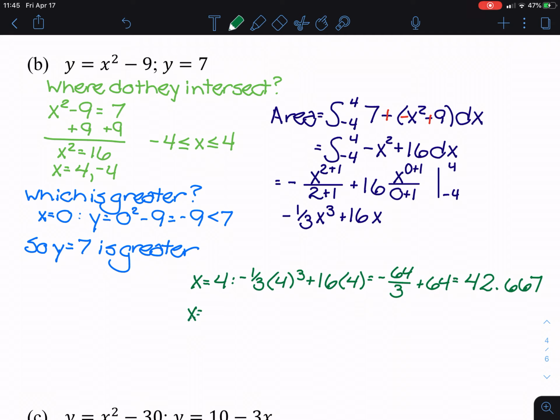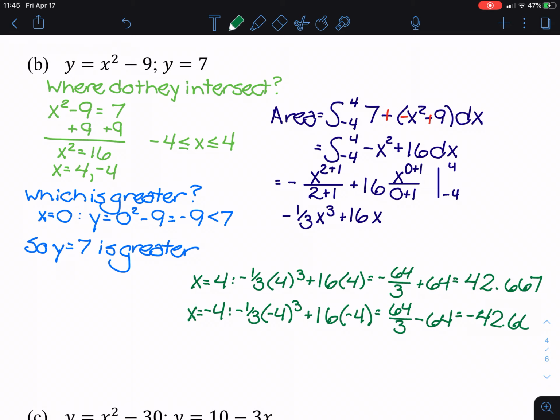And then when x is equal to negative 4, I have negative 1/3 times negative 4 cubed plus 16 times negative 4. That's going to give me positive 64 over 3 minus 64. So that's going to give me a negative 42.667.